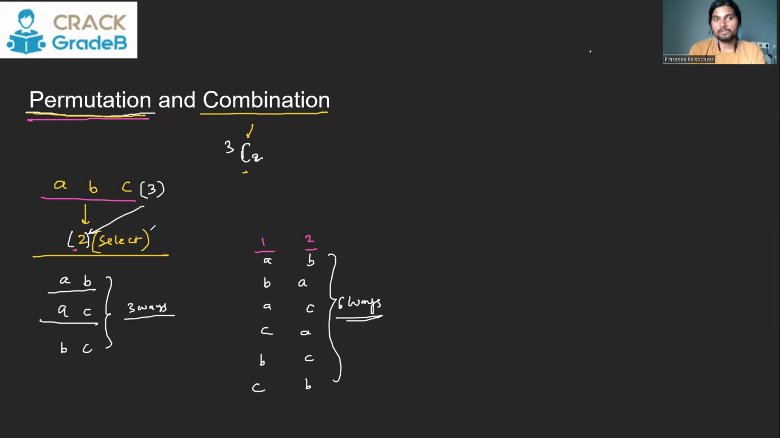As long as you just had to select, you write 3C2. But if you have to select and arrange, then we use the terminology 3P2. Permute means select and arrange. The word permute here means select and arrange, and combination means only select. Combination means only select, and permutation means select and arrange.